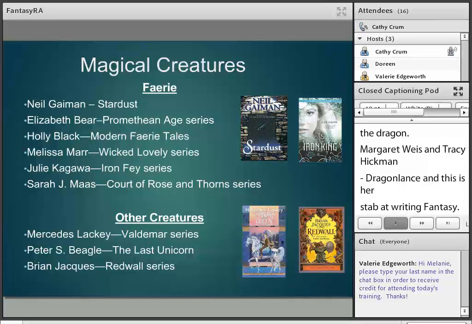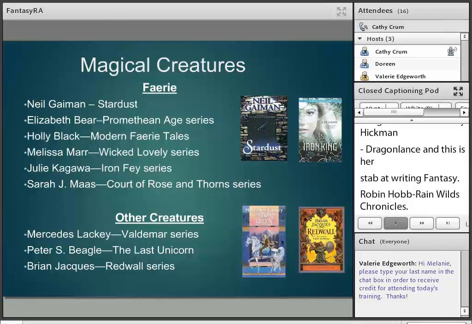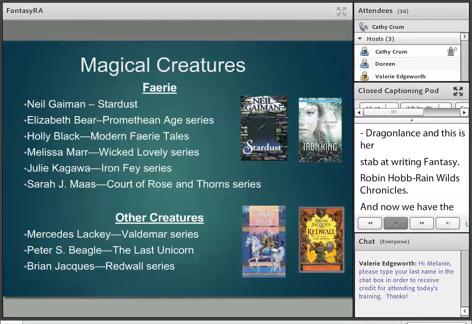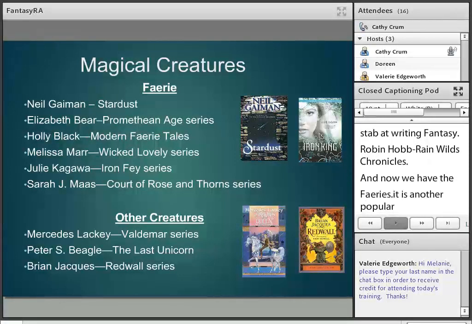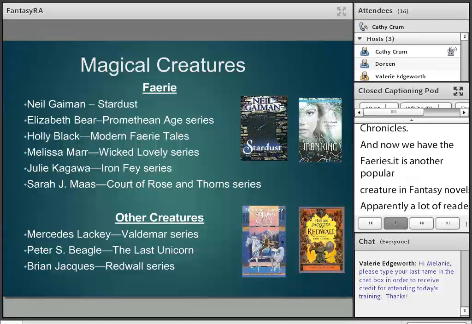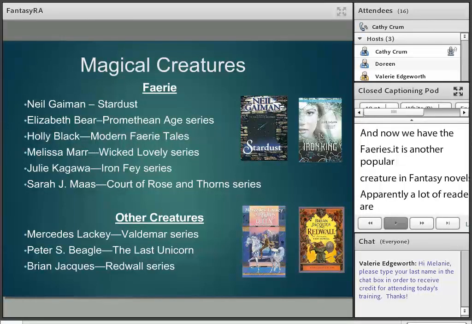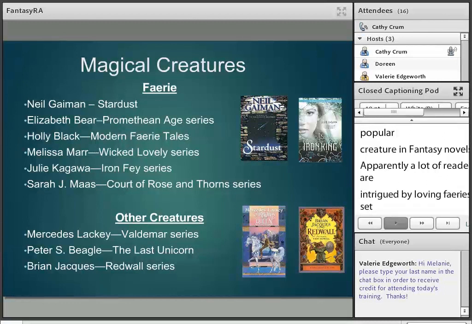And now we have the fairies. Whether in the form of Tinker Bell or something a bit more adult and dark, the fairy, or the fae, is another popular creature in fantasy novels. Apparently, a lot of readers are intrigued by love and fairies, especially set in modern cities. So you see a lot of overlap between novels about fairies and urban fantasy, and also paranormal romance.